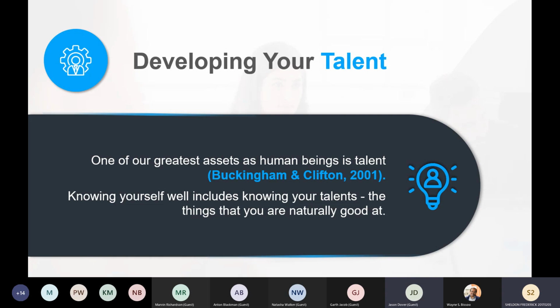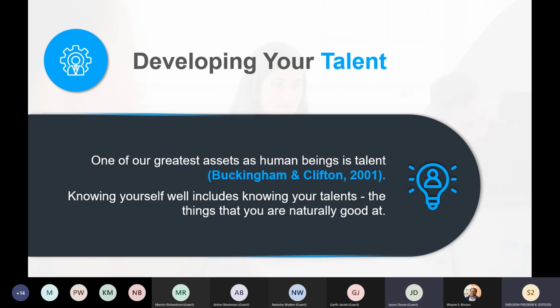According to the book of Proverbs, chapter 18, verse 16 of the King James Version of the Holy Bible, a man's gift maketh room for him, and bringeth him before great men. This principle was echoed by Buckingham and Clifton, 2001. And they said that one of our greatest assets as human beings is talent. Knowing yourself well includes discovering your talents, the things you are naturally good at.